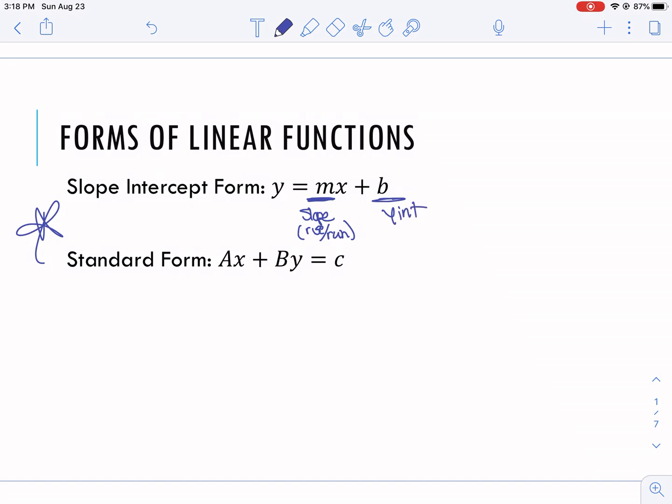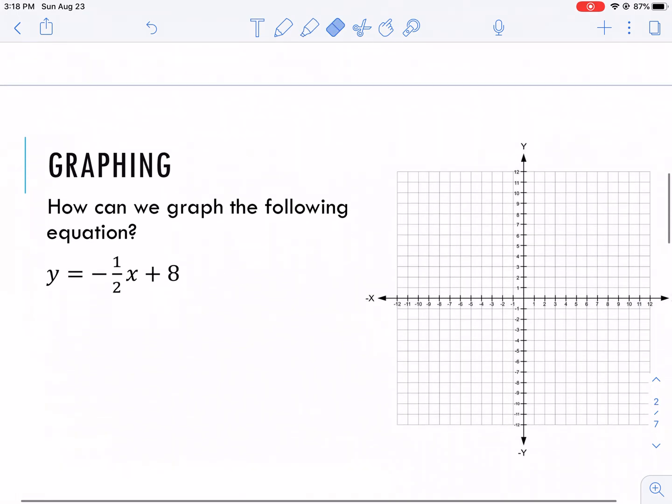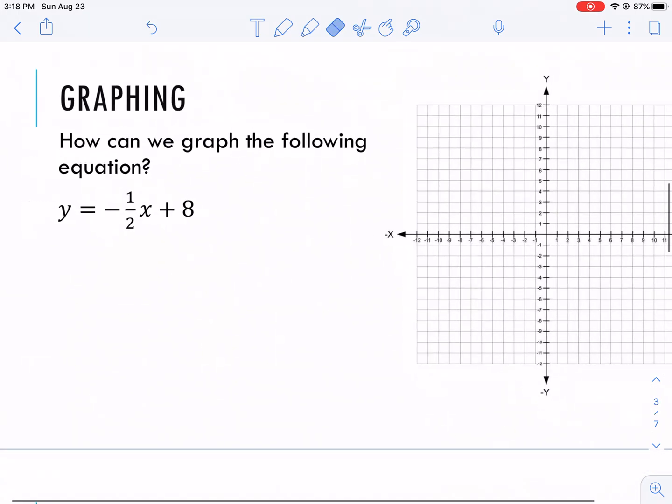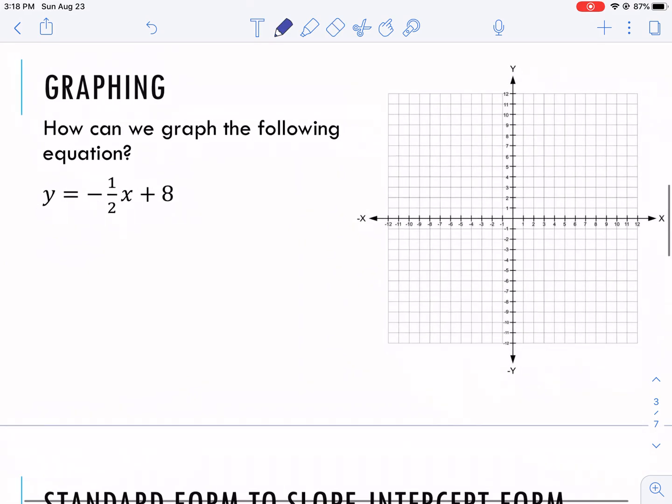Standard form, if we plug in 0 for certain values, helps us find the y-intercept or the x-intercept, but it doesn't give it to us in the form that it's in. So we might be given something in standard form, and if I want to graph it, we're going to change it to look like slope-intercept form. Before we jump into converting it, let's review how to graph linear functions.